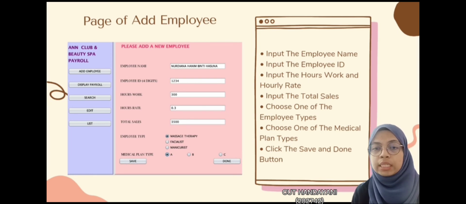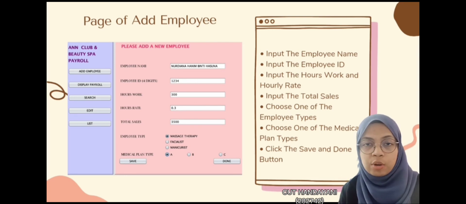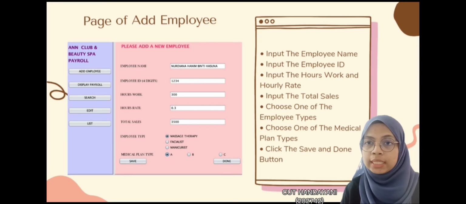If the employee uses a type A medical plan, then the deduction charge is 250 ringgit. Type B medical plan is 150 ringgit and type C will be charged a deduction of 100 ringgit. After all the requested data has been entered by the user, the next step is the user needs to press the Save and Done button. This is so that the users can move to the next page to display the payroll slip.